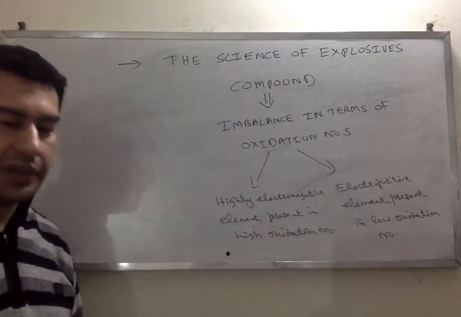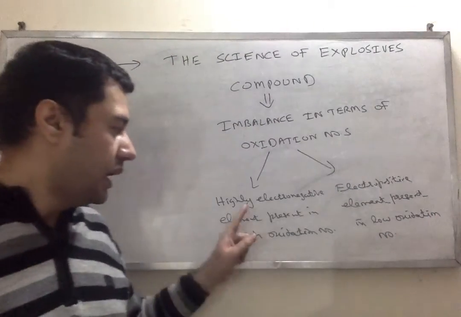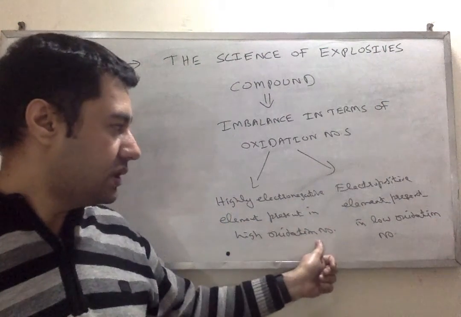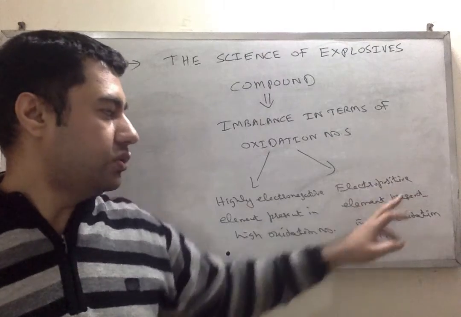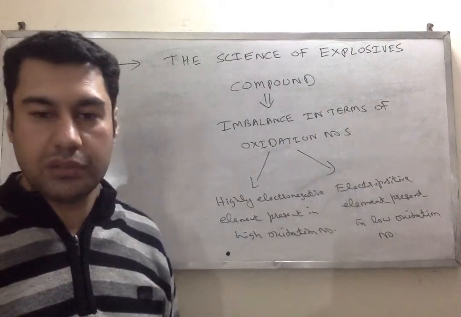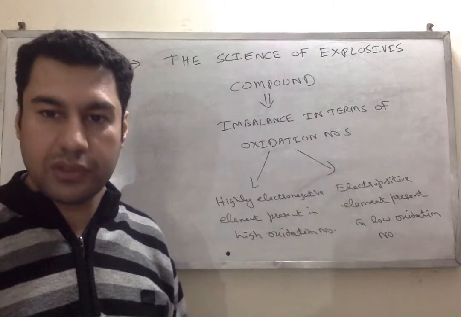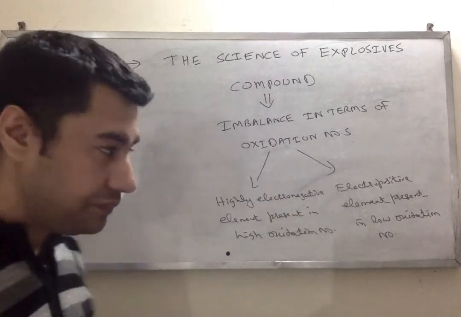and this precisely creates an imbalance because highly electronegative elements are actually more stable in low oxidation numbers, while electropositive elements do not mind being in high oxidation numbers. And this imbalance makes such compounds explosive in nature. So let us take some examples.